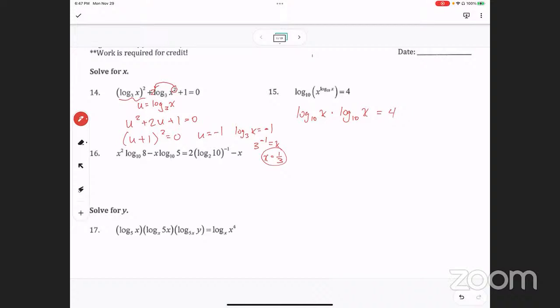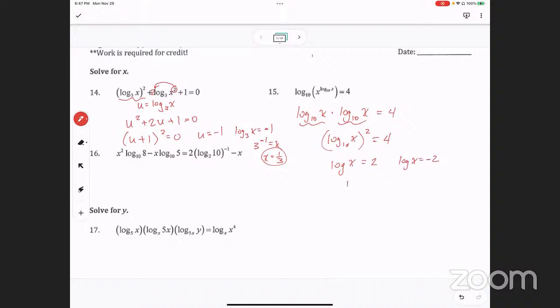Yeah. Okay. And then this is really just log base 10 of x, quantity squared, equals 4. And what can I do to both sides of this? How do I get rid of a squared? Oh, you take the square root of both sides. Take the square root of both sides. So I have log base 10, which I don't have to write because if I don't write a base, the assumption is that it's base 10. Log of x equals positive 2 or the log of x equals negative 2.